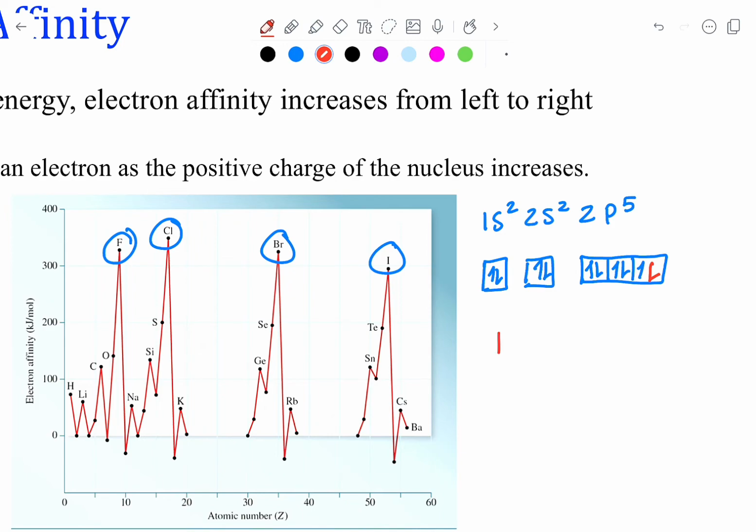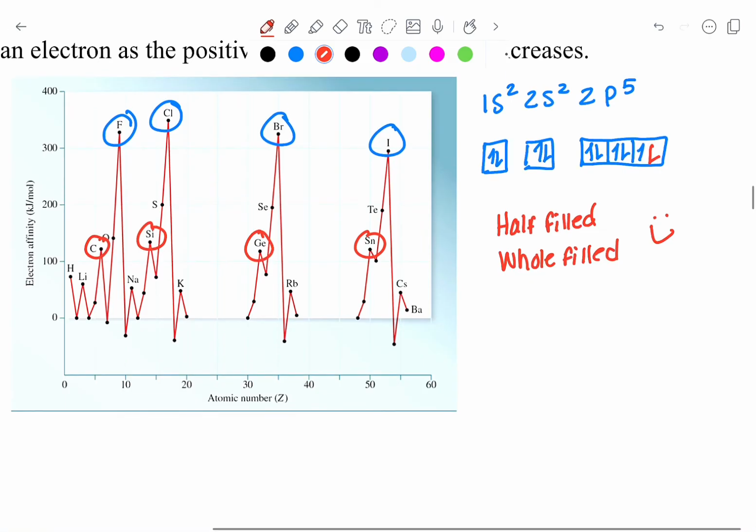Because remember, half-filled and whole-filled make our atoms happy. Okay, so we also have cases like carbon, silicon, germanium, and tin. These are again similar to our exceptions before. So let's look at carbon. It has 1s2, 2s2, 2p2.